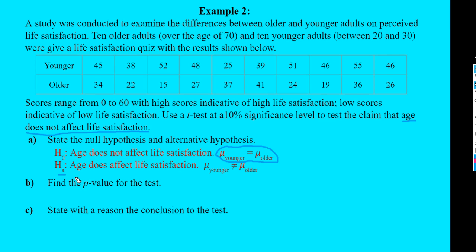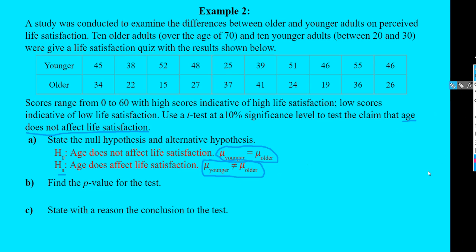And once again, we're not claiming that the younger will have a higher life satisfaction or that the older will, or anything like that. We're simply saying that the mean of these satisfaction scores will not be equal. And so this is what we would call a two-tailed test, because it's not just saying that one will be greater or one will be less. It's simply saying that they won't be equal. So they could either be greater or less than the other.